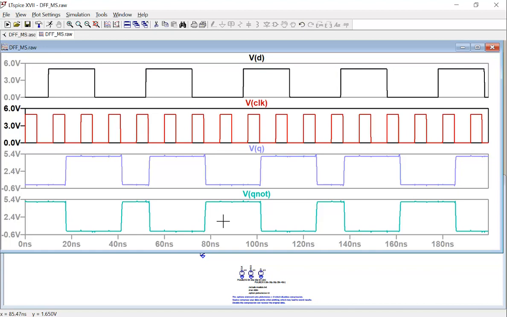Spend a few seconds to take a look at it first. The good thing is Q and Q naught are really, so Q naught is exactly the inverted version of Q.